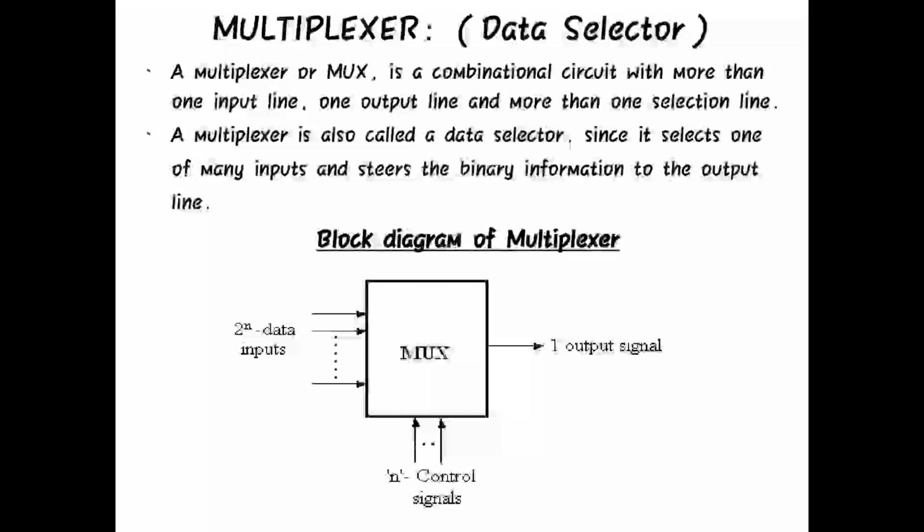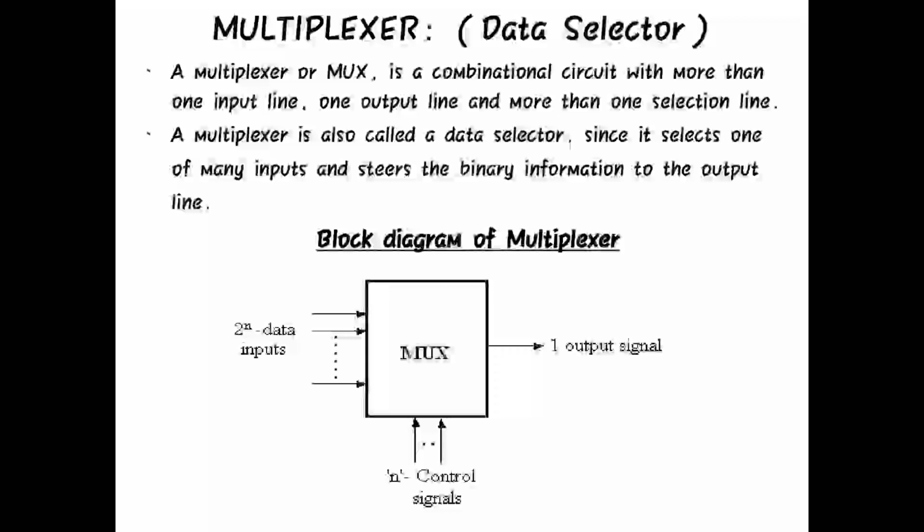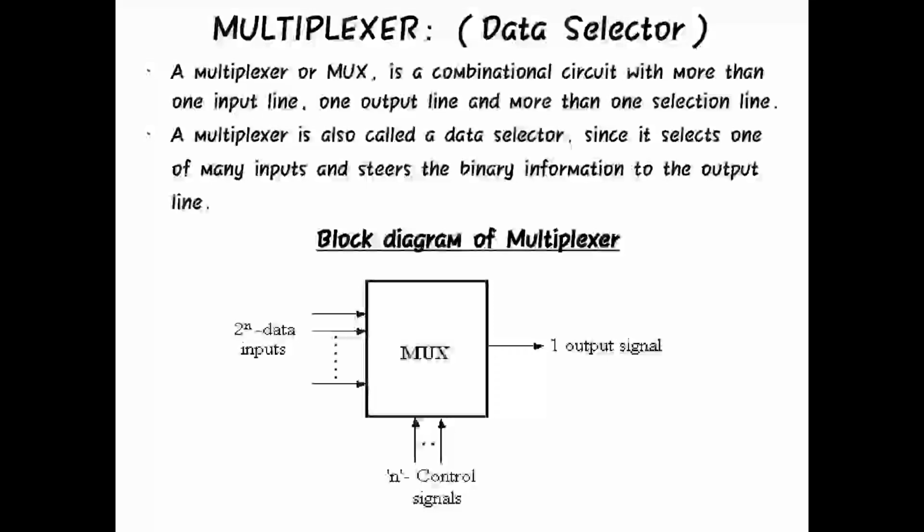So if I have two control signals or two select inputs, how many combinations will there be? Four combinations. These four combinations are nothing but data inputs. So it is given as 2 to the power of n data inputs and n control signals. Control signals are also called select inputs. So remember, a multiplexer is a circuit which consists of many inputs and one output. Again, in inputs we have two types: data inputs and select inputs.